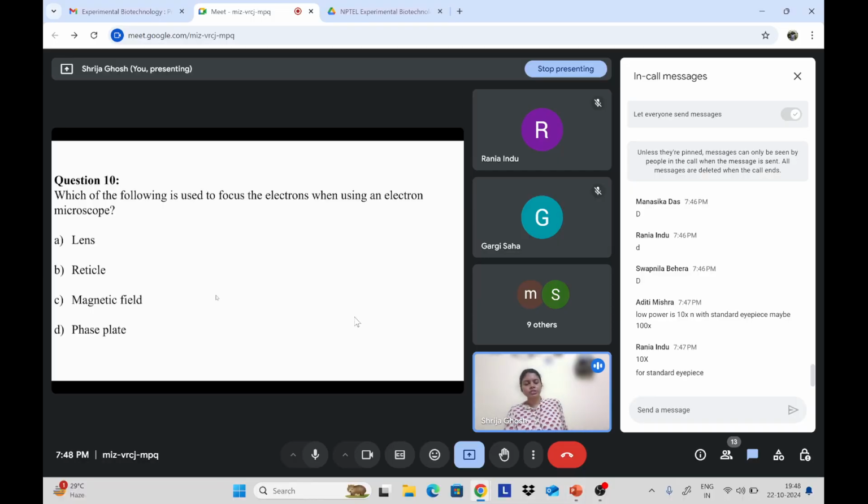Moving to the next question, question number 10. Which of the following is used to focus the electrons when using an electron microscope? Option A, lens. Option B, reticle. Option C, magnetic field. And option D, phase plate.